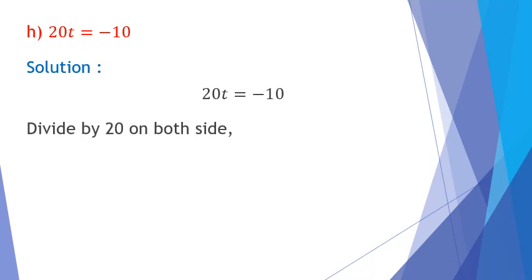Next, H. 20t equal to minus 10. To get t alone in the LHS, you have to divide by 20 on both sides. So we get 20t upon 20 equal to minus 10 upon 20. After cancelling, we get t equal to minus 1 upon 2.